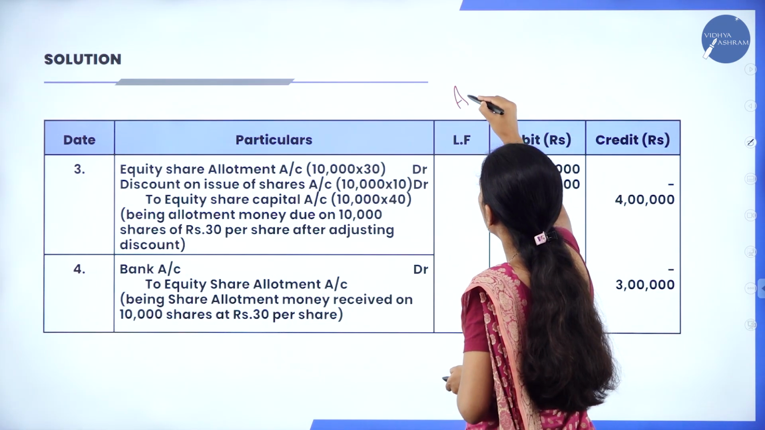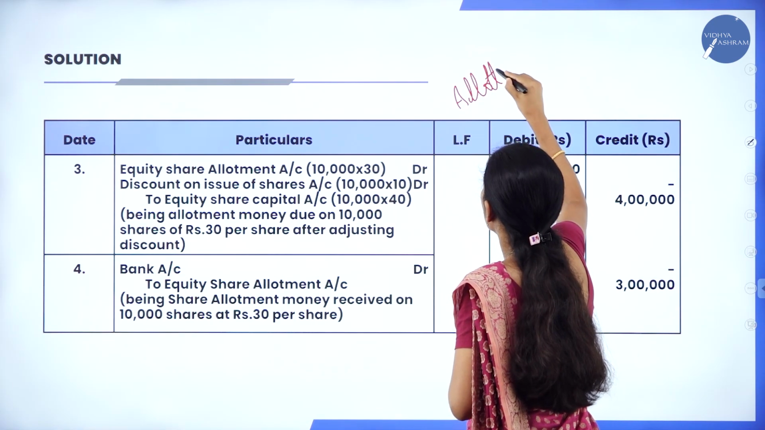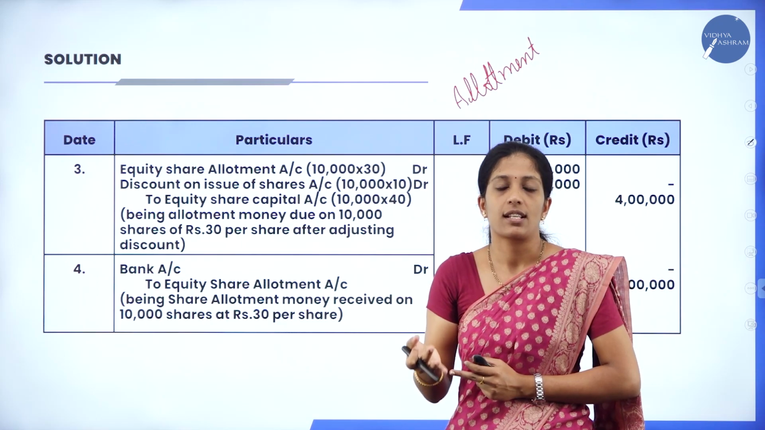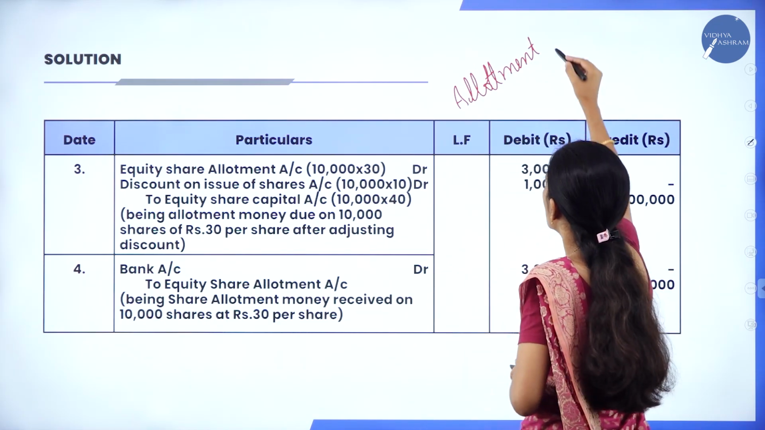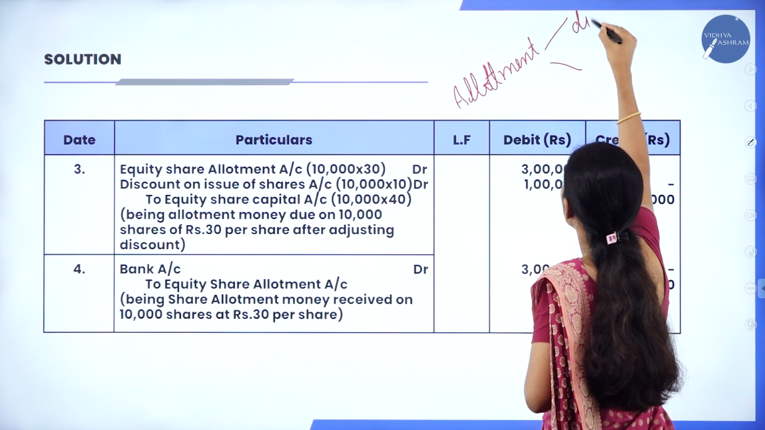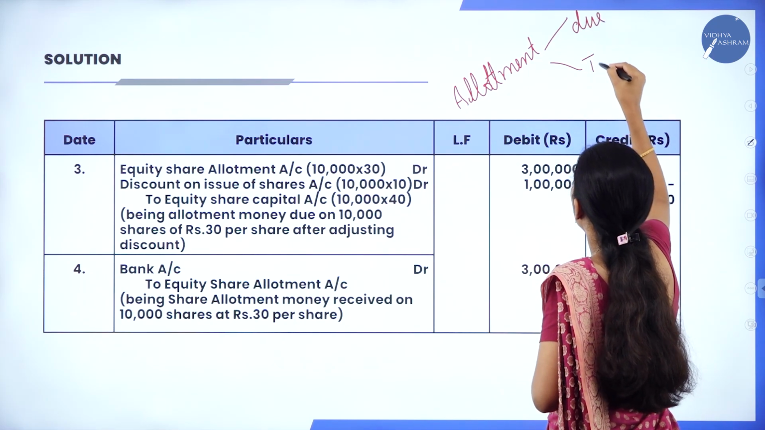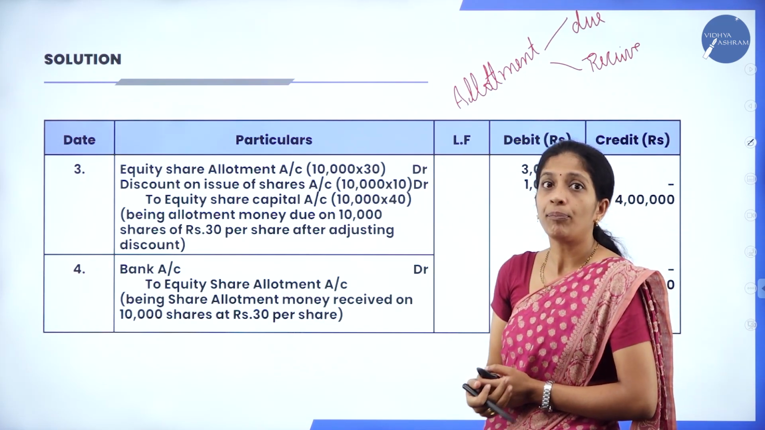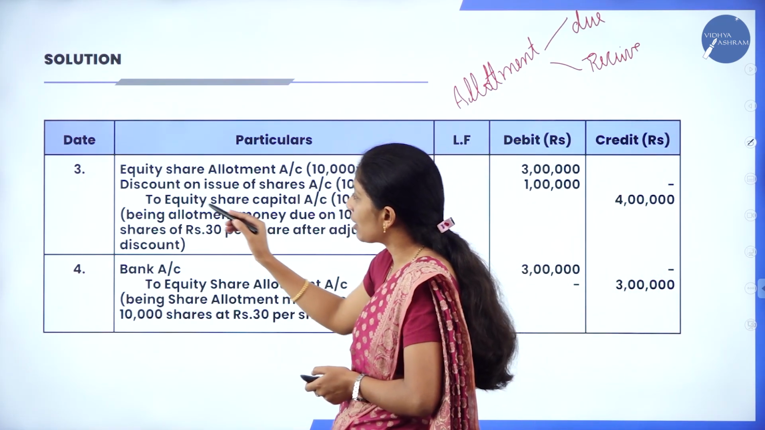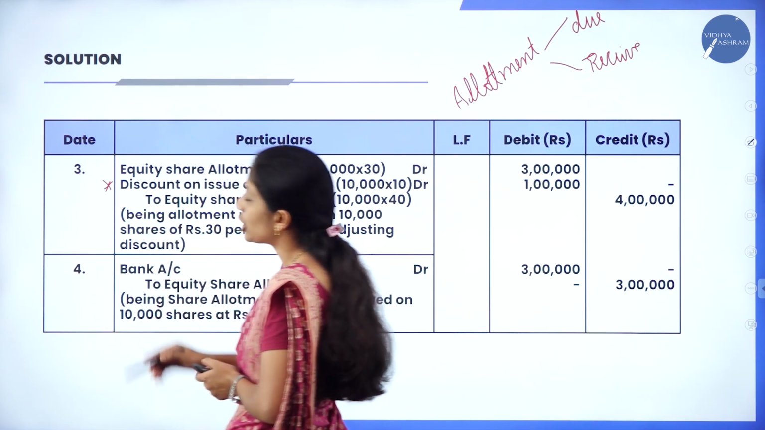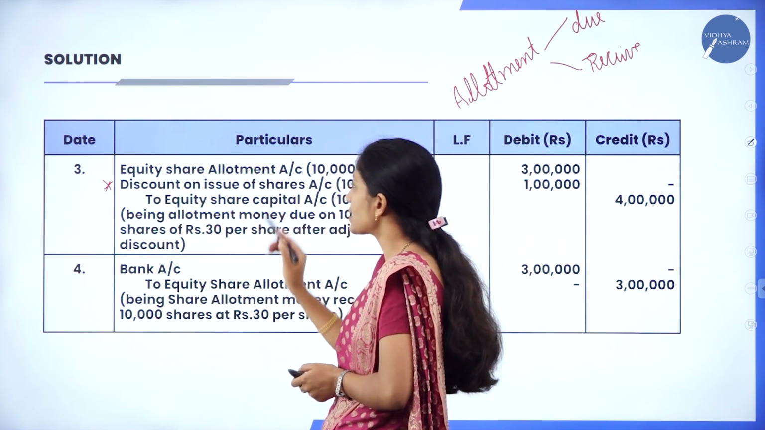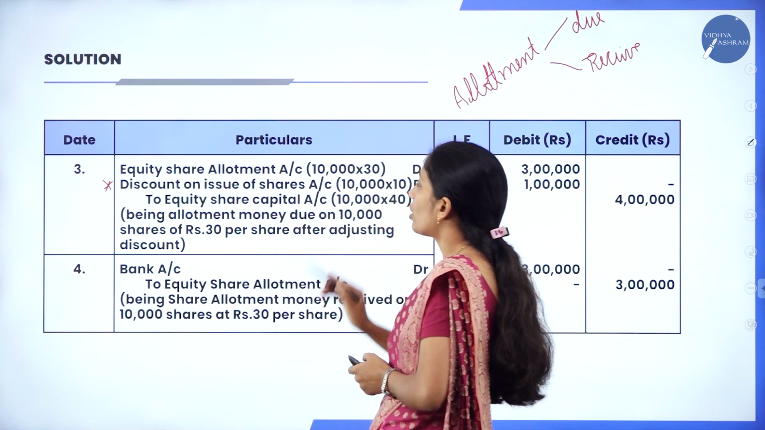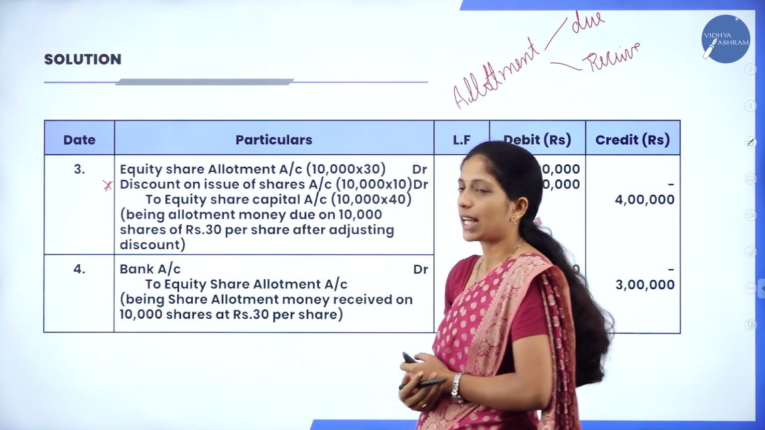Now coming to allotment. So here you have to record the entry. So here there are a bit of changes in the journal entry. So in the allotment stage, you have to record two entries. One is due, other one is receive. Now what is the due entry? Equity share allotment account. Now this is the change. When it is issued at discount, you have to record this entry here. Equity share allotment account debit, discount on issue of shares account debit, to equity share capital account.